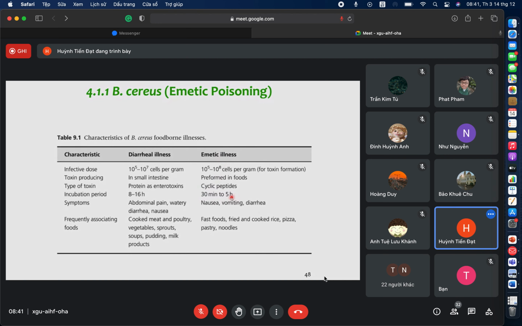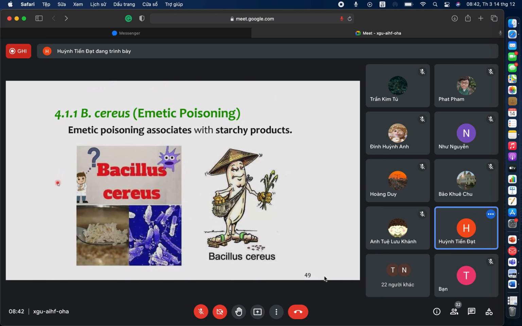The onset is 30 minutes to 5 hours. 30 minutes is very short. They cause severe vomiting because they trigger the brain's response, like the immune system. So there is vomiting, diarrhea, nausea. It is available in fast food, fried and cooked rice, pizza, and pastry. So this one is the emetic. Emetic poisoning is associated with starchy products, for example potatoes, rice, okay, starchy products.